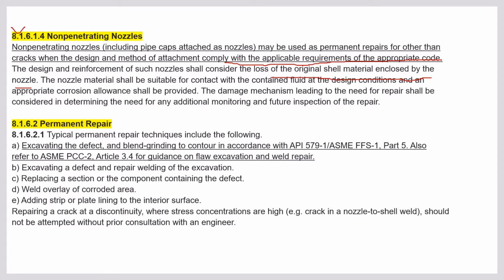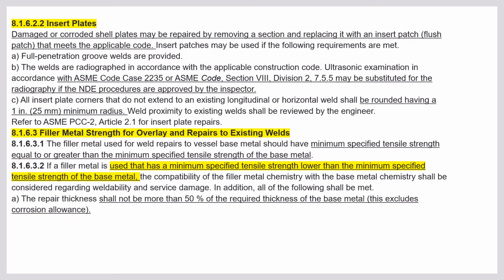Okay, so this is a permanent repair; the other was the temporary repair. We learned about temporary repairs, then we'll come to the permanent repair. So what does permanent repair say? Typical permanent repair techniques include the following: API 579, FFS, fitness for service, and excavation of a defect or weld and repair welding of the excavation, replacement of a section of the component containing the defect, weld overlay of corroded areas, adding strips and plate lining to the interior surface. So these are the permanent repairs, how we can do it. That was the temporary repair, how we are doing it, and now permanent repair.